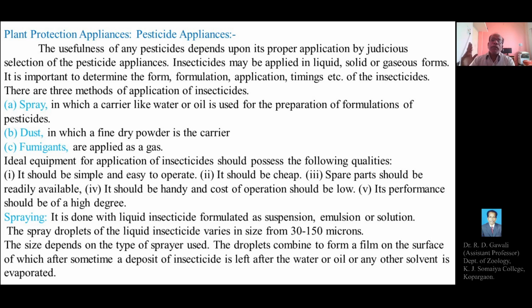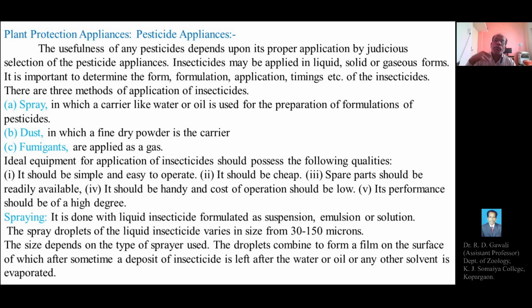Spraying of liquid pesticides, or the pesticidal sprays which are applied on the different crops in the form of liquid spray, is called spraying. The application of liquid pesticides on the crops is called spraying. It is done with a liquid insecticide formulated as either a suspension, emulsion or solution. The spray droplets of the liquid insecticide vary in size from 30 to 150 microns.